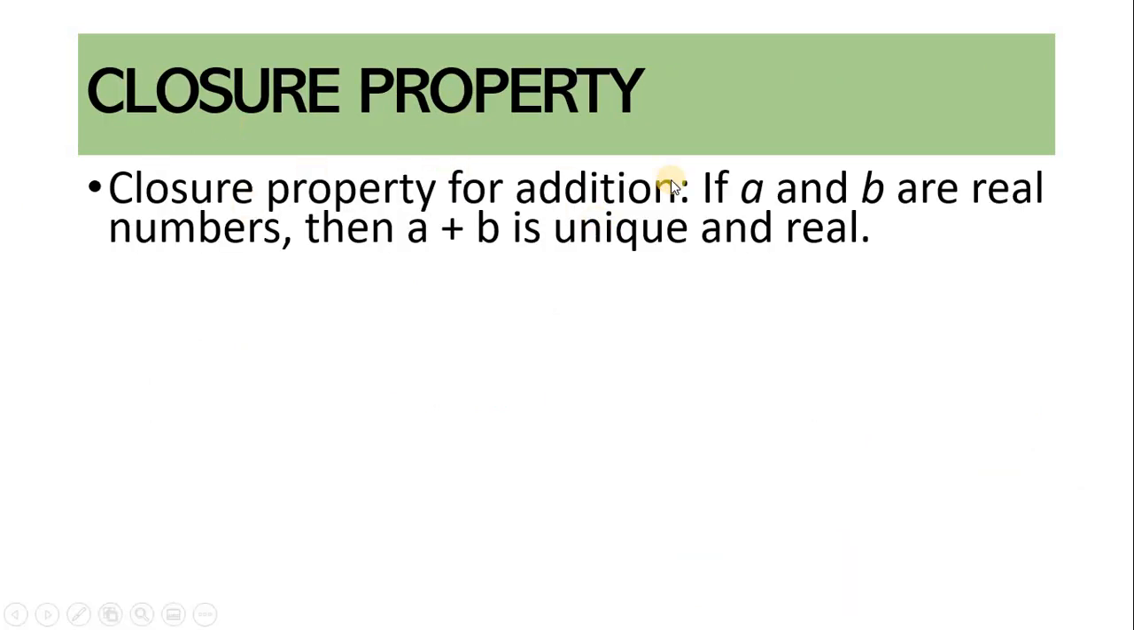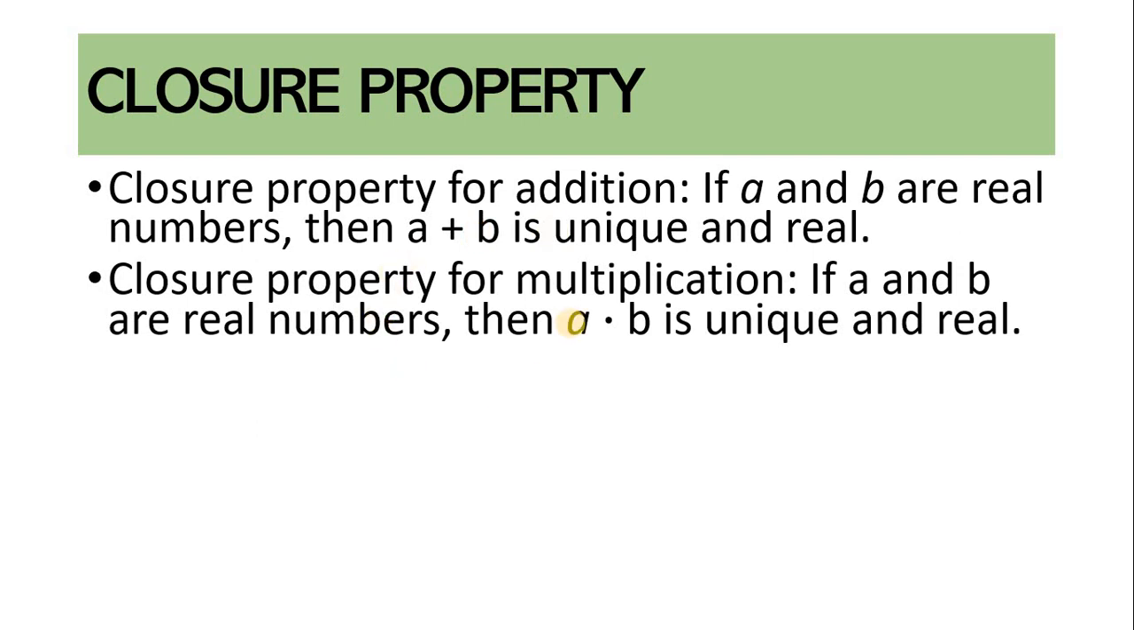So, closure property for addition, if A and B are real numbers, then A plus B is unique and real. Meaning, when we add two real numbers, then the sum will be a unique and a real number as well. And we also have closure property for multiplication. If A and B are real numbers, then A times B is unique and real. Meaning, when we multiply two real numbers, the product will be a unique and a real number also.